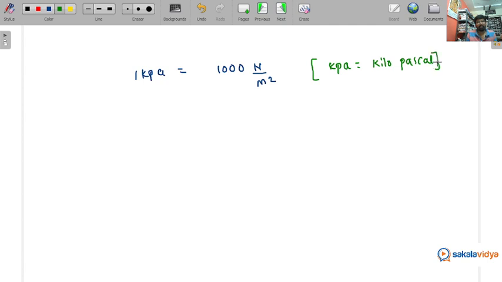Same like your kilogram, kg, right? Okay. In similar fashion, this unit is very, very important. That is 1 bar is equal to 100 kPa. So what is 1 kPa? 1 kPa is equal to 1000 Newton per meter square.